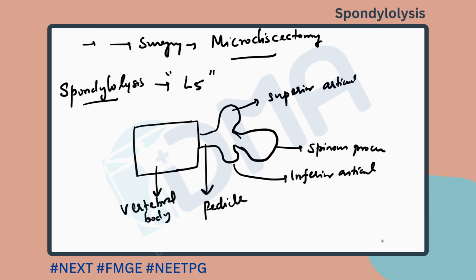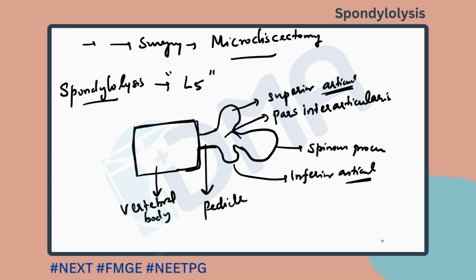The part between the two articular processes is called the pars interarticularis. This is called the pars interarticularis.